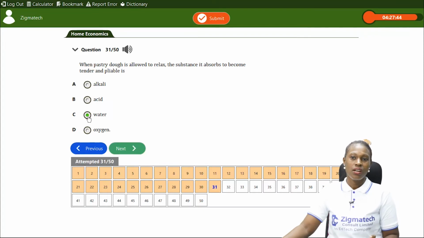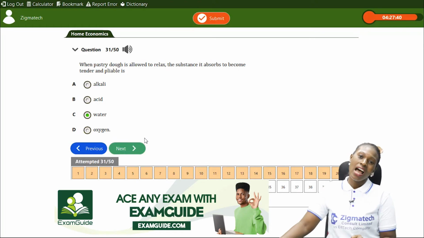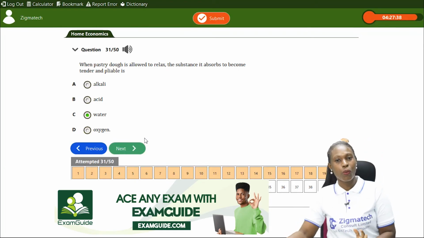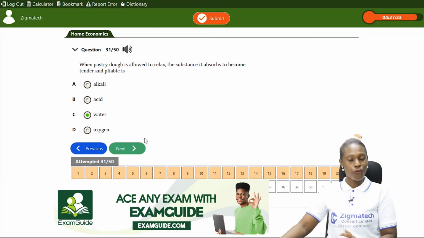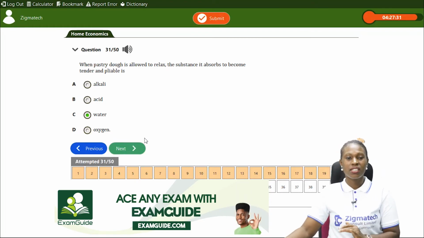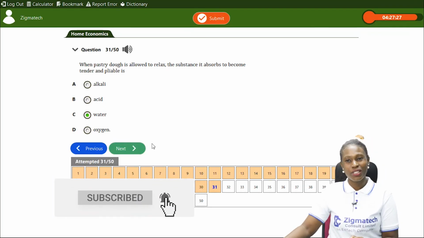Water does that. Water is the substance that makes it tender and pliable. We put water when we mix our dough. After mixing, we put water and leave it to sit to proof a bit. So water is that substance that makes it tender and pliable for us to use and prepare whatever we want to prepare.